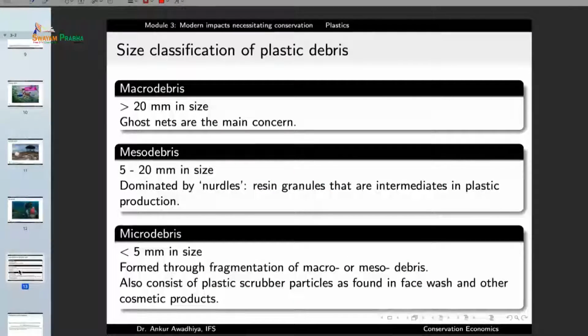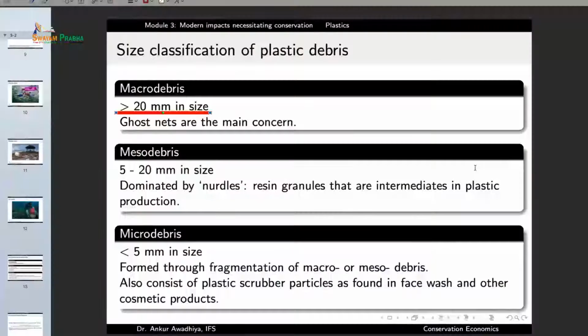Now, plastics are classified on the basis of their size into three categories. We have macro debris, we have meso debris, and we have the micro debris. Macro means big in size. So any plastic that is greater than 20 millimeter in size, we'll call it a macro debris. So 20 millimeter is 2 centimeter. So anything that is more than this big, we'll call it a macro debris.